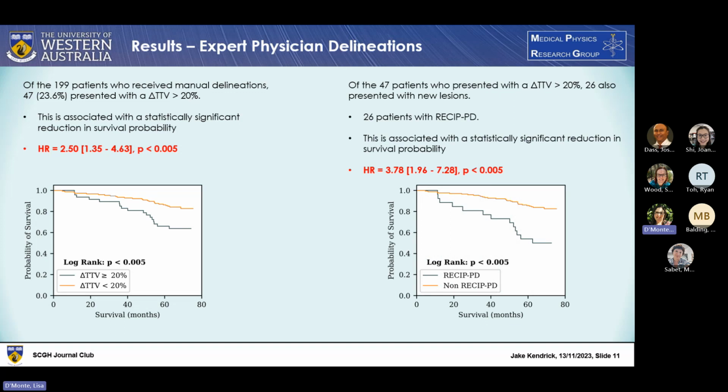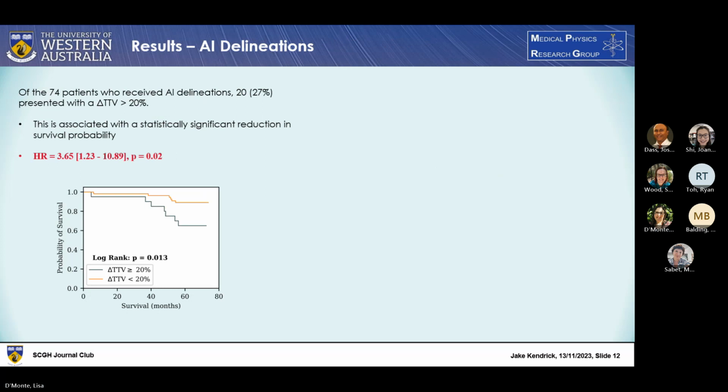Now, of those 47 who did present with that greater than 20% tumour burden increase, 26 of them also presented with new lesions between baseline and follow-up, which means they would have met the criteria for being RECIP progressive. And you can see here, again, it's being blocked a little bit, but I'm sure you can see it, this is associated also with a significant reduction in survival probability for those patients. So we can see, according to the manual observer delineations, this particular framework is highly prognostic for patient survival.